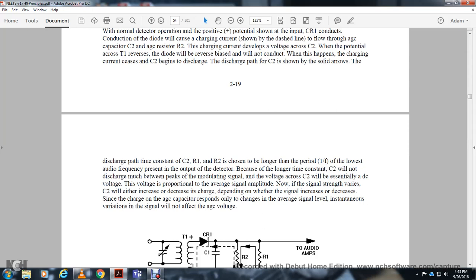The time constant will be long compared with the period of one over the frequency of the lowest audio frequency present in the output of the detector. Because of the longer time constant, capacitor 2 will not discharge much between the peaks of the modulating signal. The voltage across the capacitor will essentially be a DC voltage proportional to the average signal amplitude. Now, as the signal strength varies, the charge on the capacitor will increase or decrease. Depending on whether the signal increases or decreases, the charge of the automatic gain control capacitor responds only to changes in the average signal level; the instantaneous variation of the signal will not affect the automatic gain control voltage.